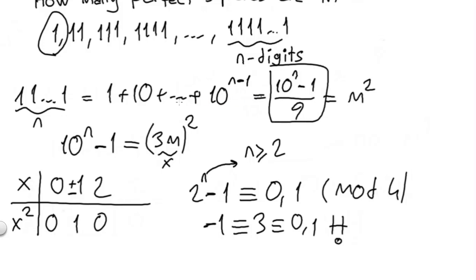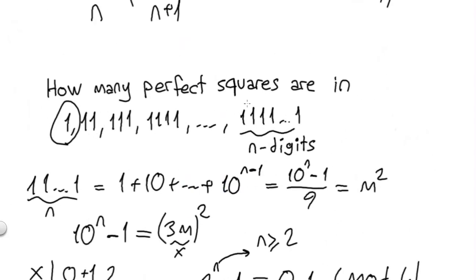So there are no perfect squares except for the 1. So the answer is 1.